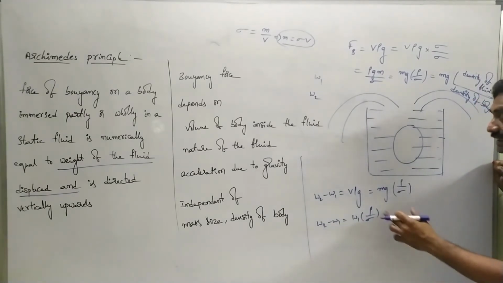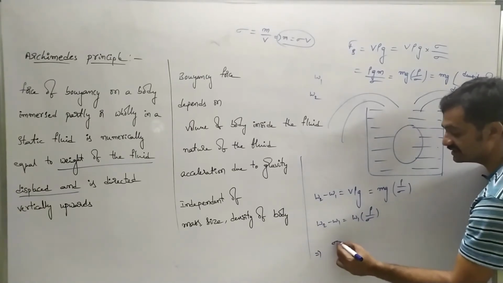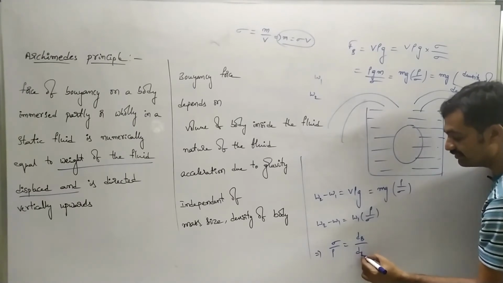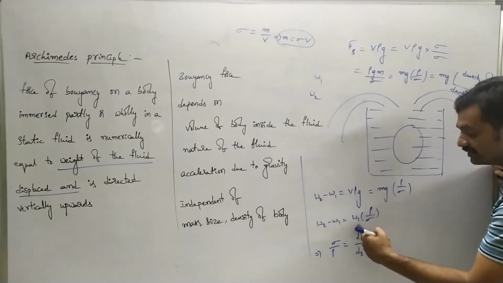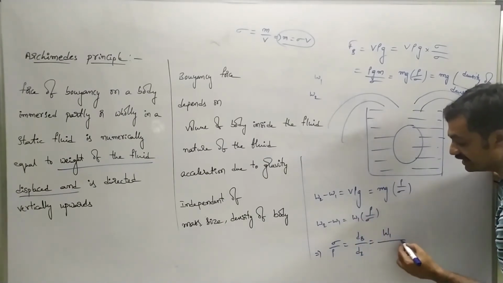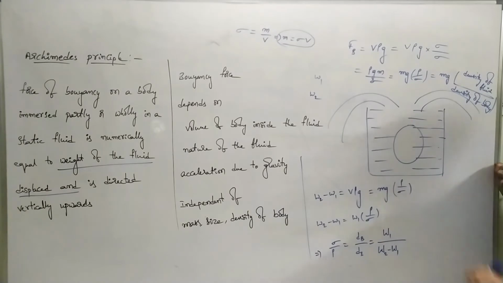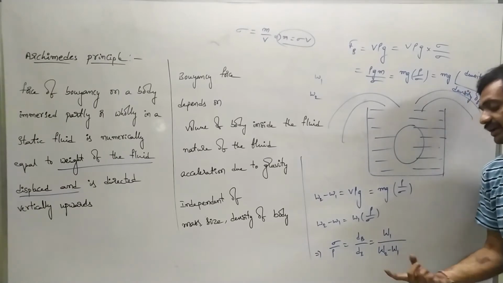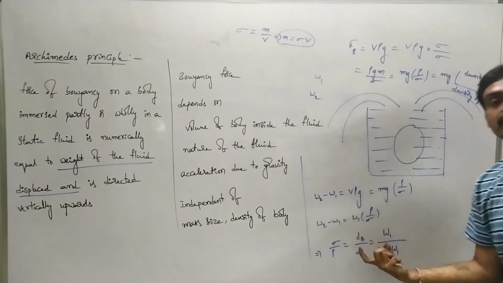Then here we have to represent the relative density of the body. The expression can be represented as sigma by rho, nothing but density of body by density of fluid, is equal to W1, weight of the body in air, by loss of weight of the body in fluid. This represents the relative density of a solid body.